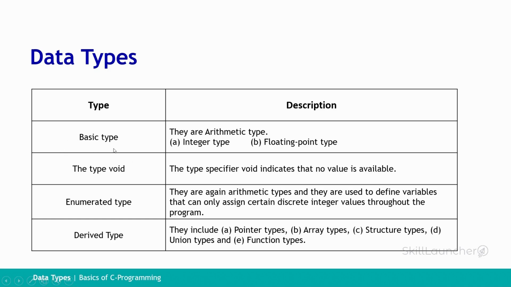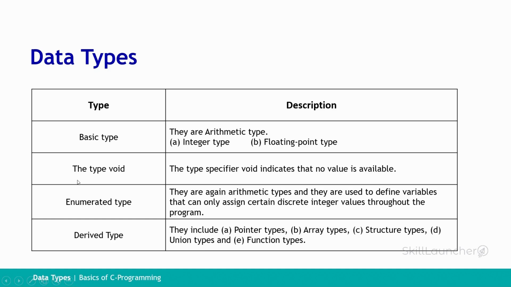The first type is basic type. It is generally categorized as arithmetic type, which has integer type of data and floating point of data. Then comes the type void. The void type indicates that no value is available. Enumerated type. It is considered as one of the special derived type, which is also of type arithmetic, and it is used to define variables that can only assign certain discrete integer values throughout the program. And finally, the wide range of derived type that include pointer, array, structure, union, function, and so on.